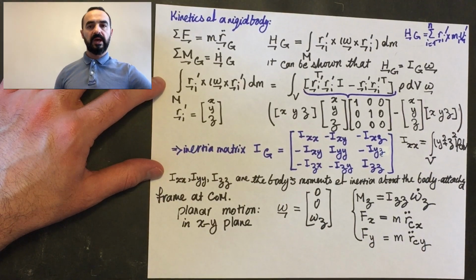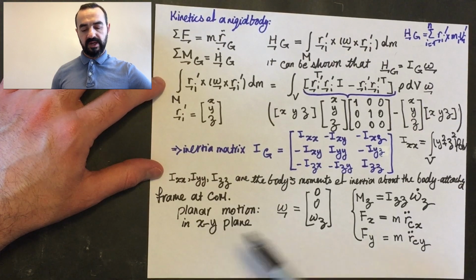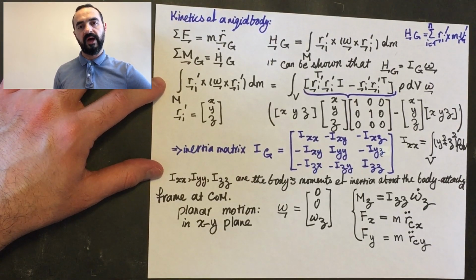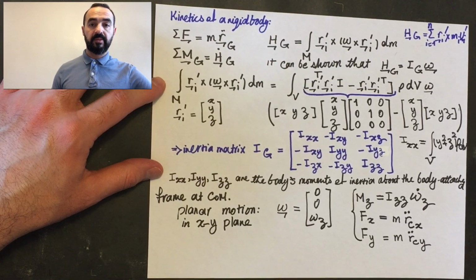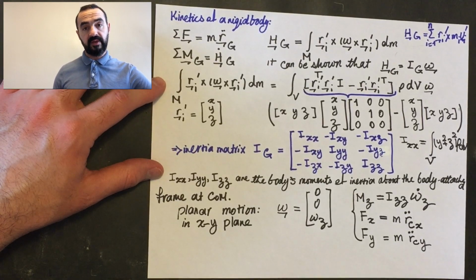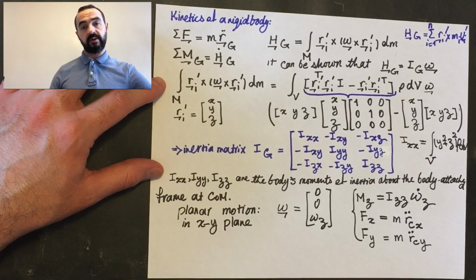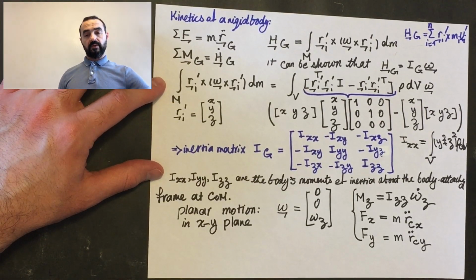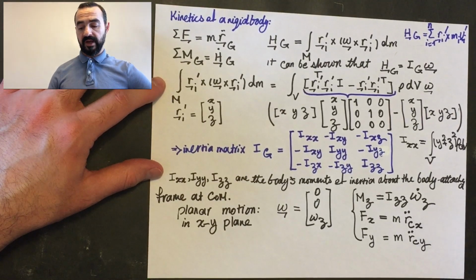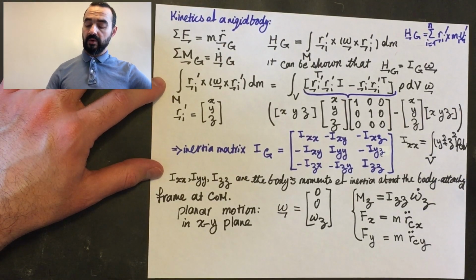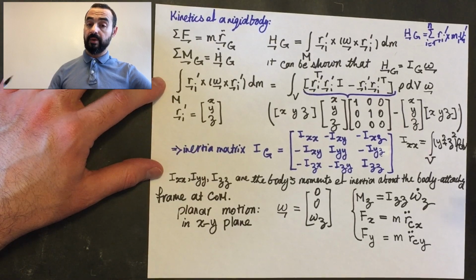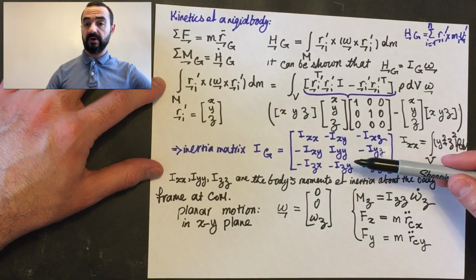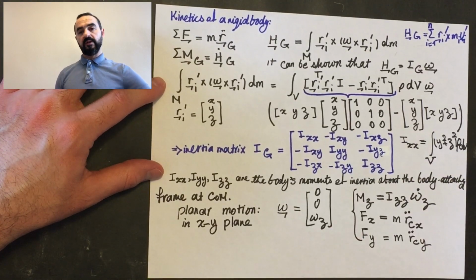So for example, if we had a planar motion in xz plane, what would it be? So think about that. If you had a planar motion in xz plane, it means that your rotation is going to be about y-axis, right? So your rotation about y-axis means that the only component of the inertia matrix you're interested in would be Iyy, right? So pay very close attention.